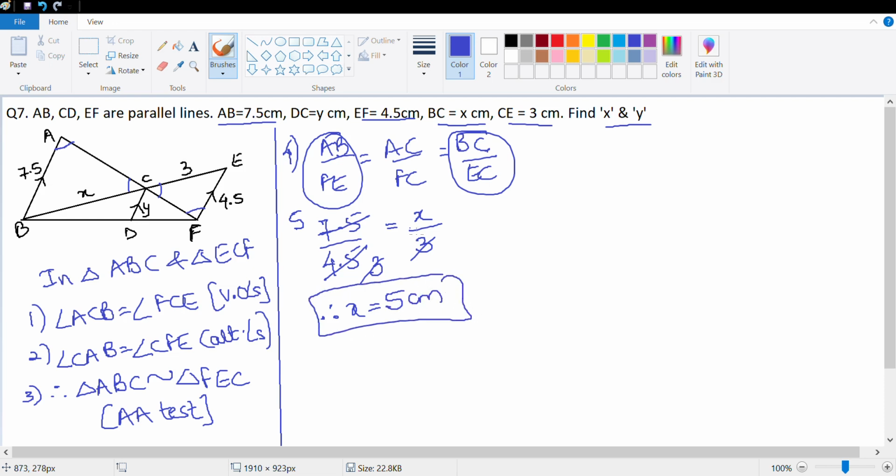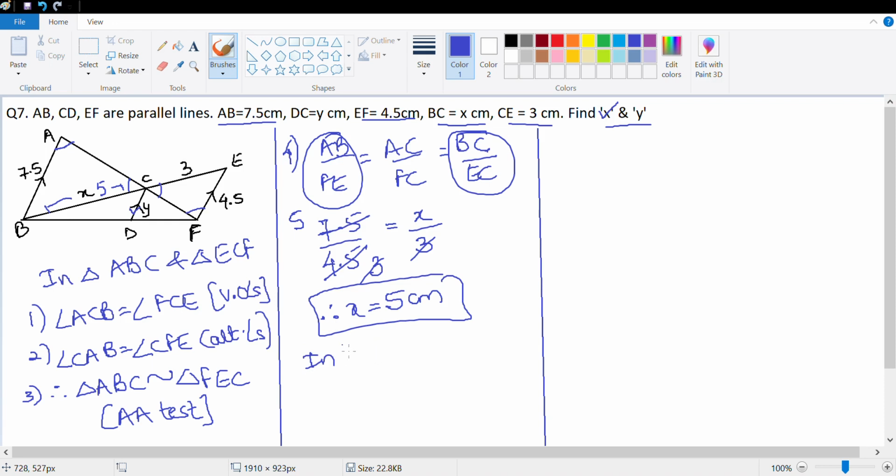This one was very simple. We got the value of X. Where is Y? Let's try and look at Y. Where is Y? Here. So now I know this is 5 centimeter from here. I don't need to, so again I'll have to prove similarity. BPT won't work. So let's look at the other triangle.